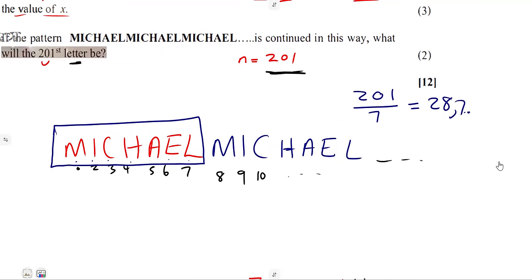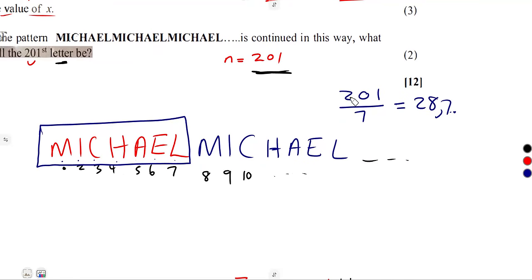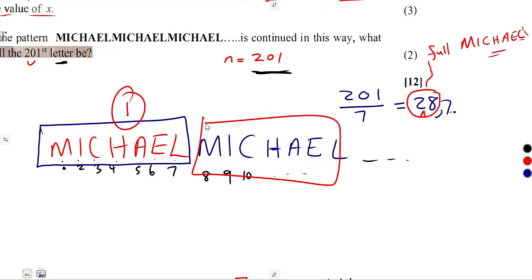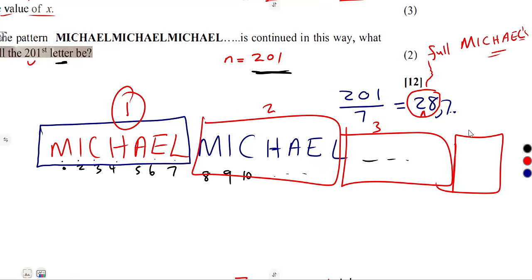So this is what I want you to note now. 201 divided by 7 gave us 28. So these are 28 full Michaels that we are given according to that name. We have counted to say this one is full, 7. There is another one with 7, which is 2. There is another one with 7, which is 3. There's another one with 7, which is 4. So we counted 28 full of them.